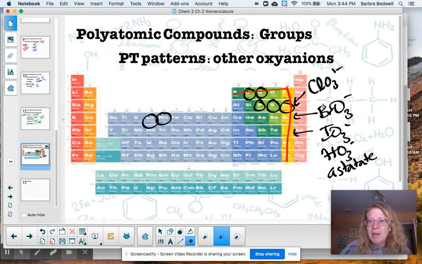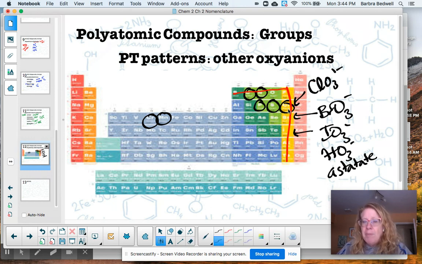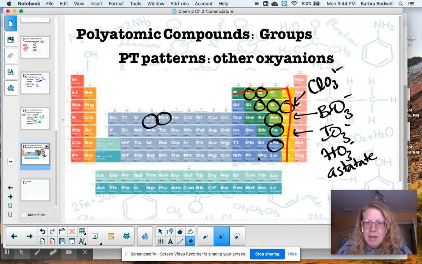But these ones up here, these do exist. Bromate, iodate, and astatate do indeed exist. And again, they follow the pattern of the polyatomic ion closest to it. Similarly, this one and this one exist. I don't know the polonium one on there, but those other ones do exist.